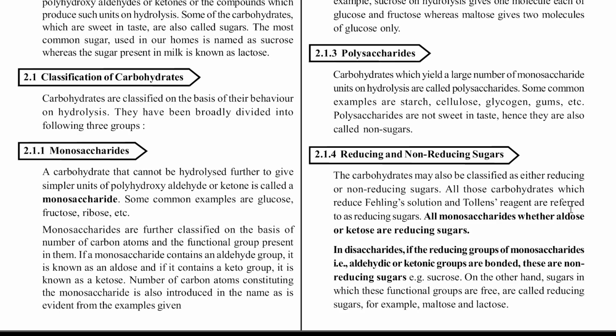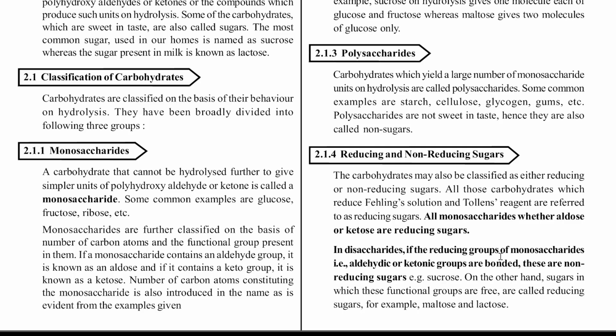All monosaccharides, whether aldose or ketose, are reducing sugars. That is, monosaccharides such as glucose and fructose all come under the category of reducing sugars only.